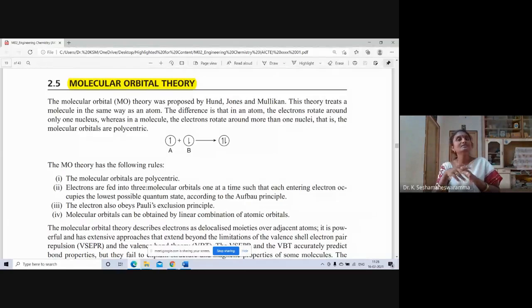In an atom, electrons rotate around only one nucleus. But in a molecule, the electrons rotate around more than one nucleus. If it is a diatomic molecule, electrons rotate around 2 nuclei. If it is a triatomic molecule, electrons rotate around 3 nuclei. So that is the difference. In the atom, electrons rotate around only one nucleus, but in a molecule, electrons rotate around more than one nucleus.